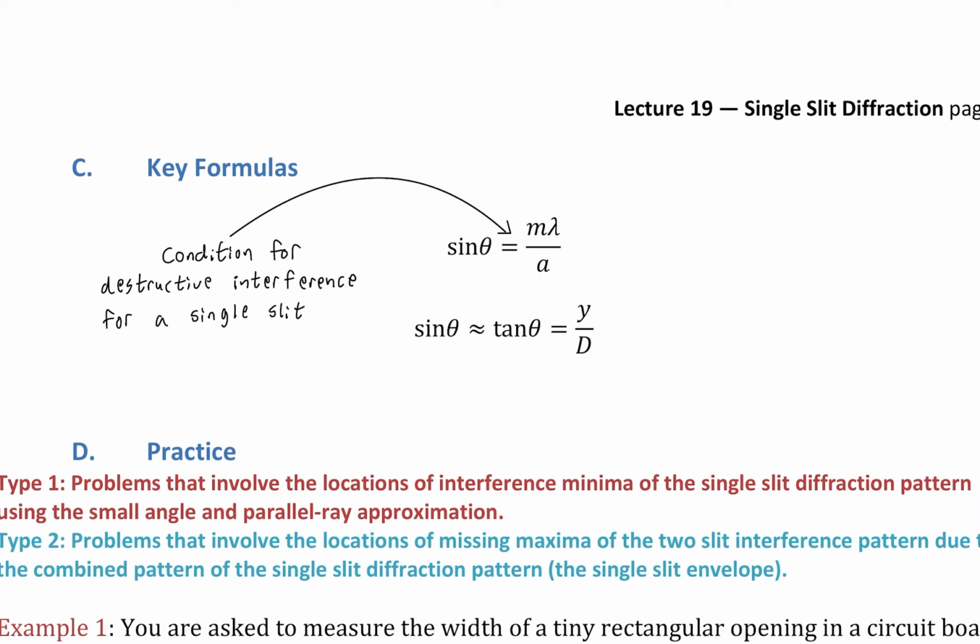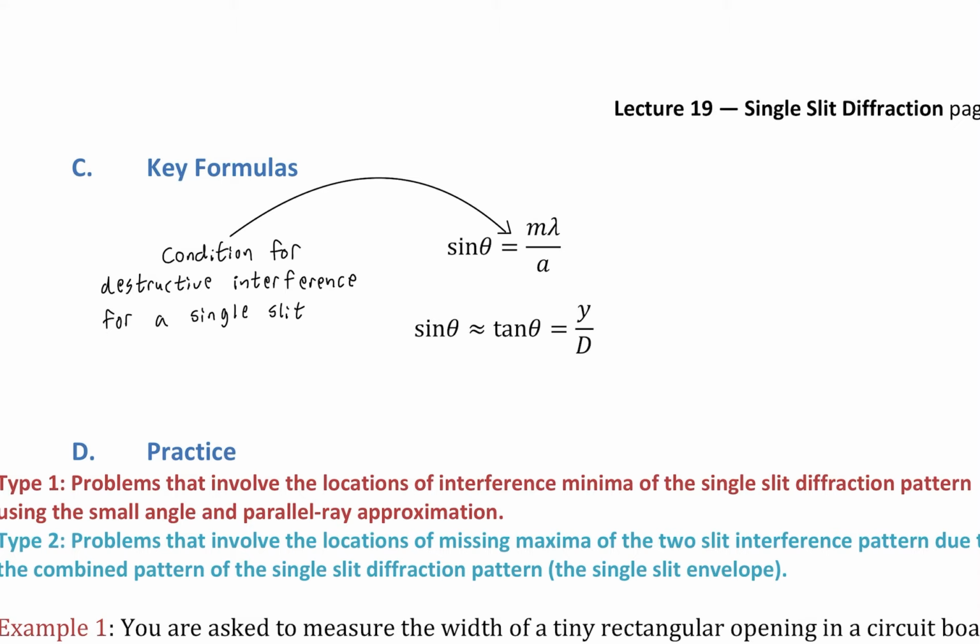Because notice this formula has m in it, right? That idea of counting the order of the minimum. Well, here we count m a bit differently. M is going to start at 1 instead of 0, because the closest minima are the ones on either side of the central maximum.